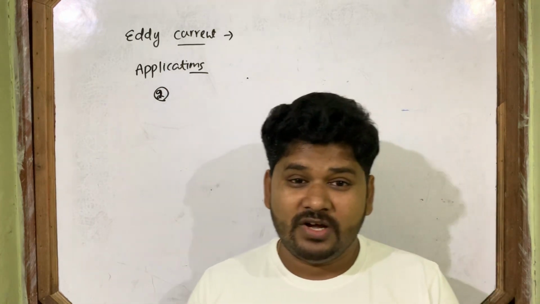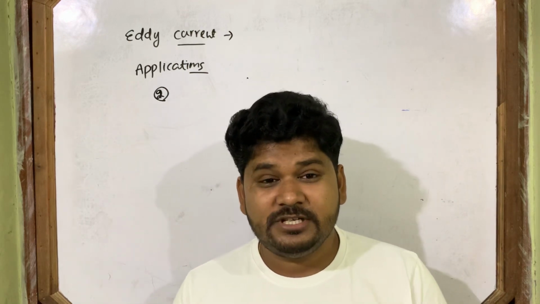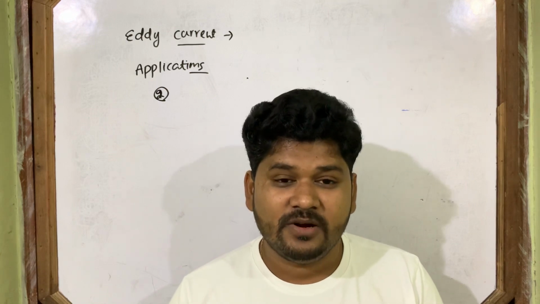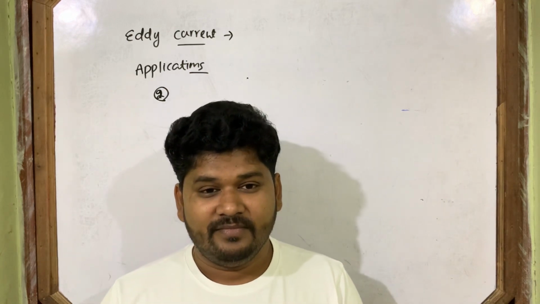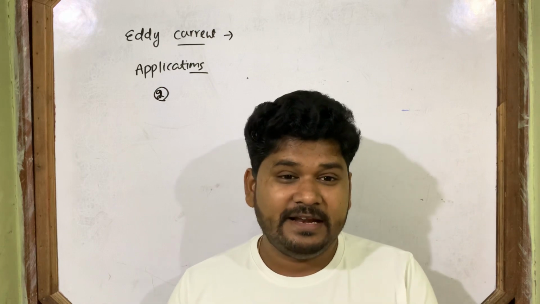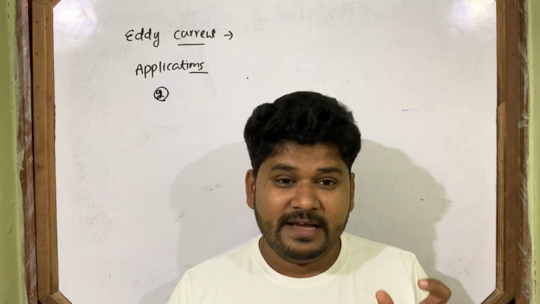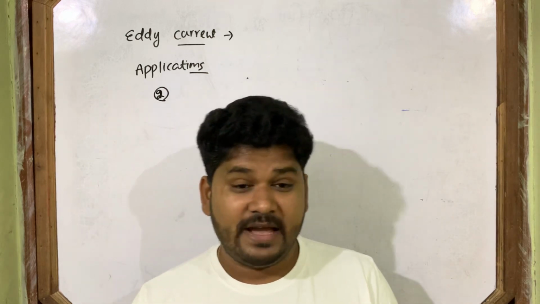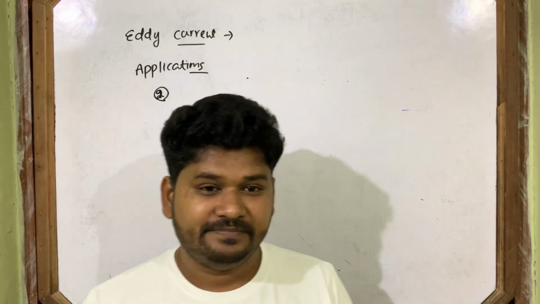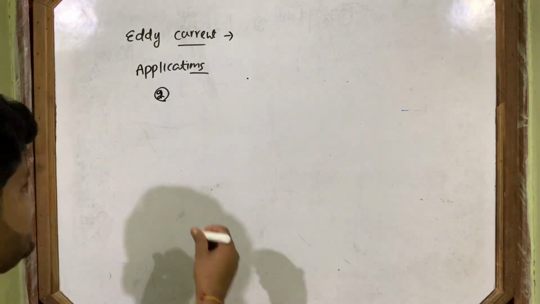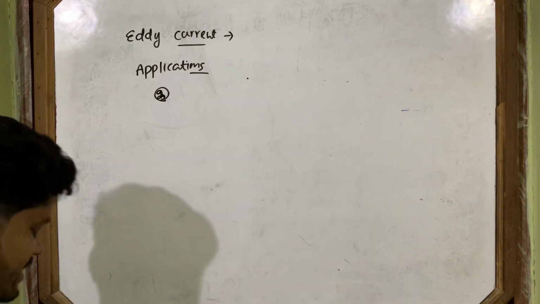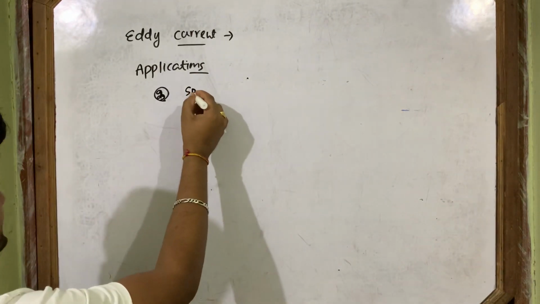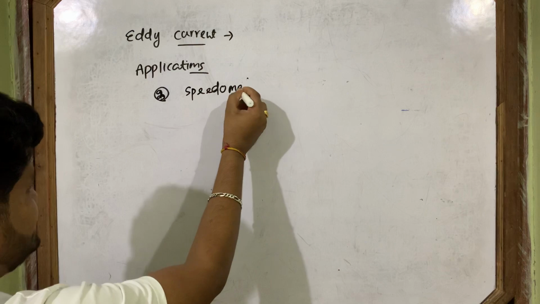According to Lenz's law, the eddy current opposes the rotation of the wheel, and after traveling some distance, the wheel comes to rest. In this way, the magnetic brake is used in electric trains. In the magnetic brake, eddy current helps there. So this second application is over. Then the third application I will tell you about is the speedometer.